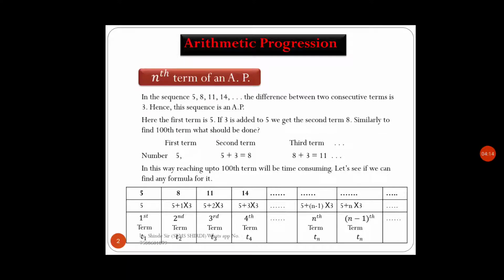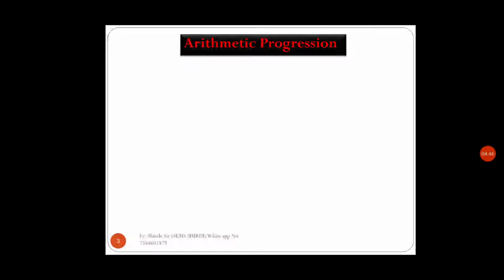Again I repeat, in the fourth term 5 plus 3 into 3, the 5 is the A or the T1, A plus 3 into 3. How to get 3 here? Because 4 minus 1, that is n minus 1, into the 3, which is the common difference. A plus n minus 1 into D, to find the n-th term. Now we see how to get this formula.